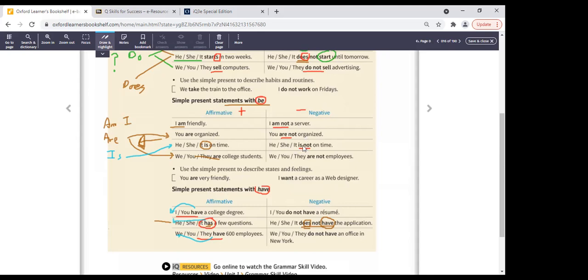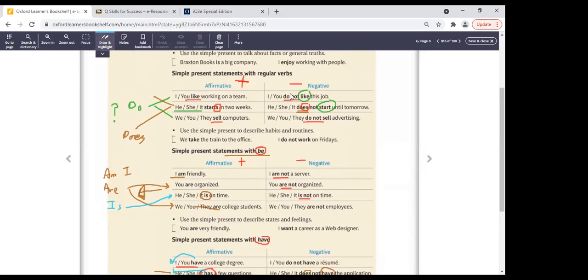Okay, what else is there? What about contractions? For the negative, we said we can have a contraction. We can say I do not like, or we can contract it. What can we contract it into? Murad? I don't like. Excellent. Okay, what about the other one? We can say does not.